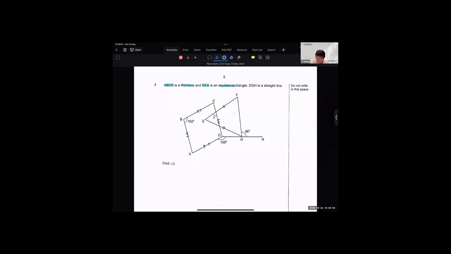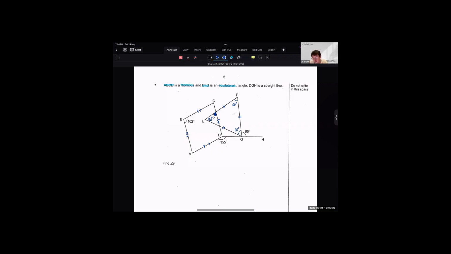So again, 3 equal sides. And from the 3 equal sides, you will get 60 degree, 60 degree, 60 degree. Okay? So because you know that this is a parallelogram, and they tell you that DGH is a straight line, you want to find angle Y, which is here.